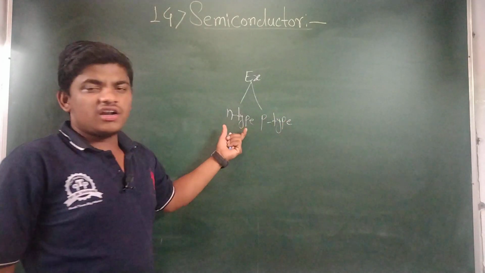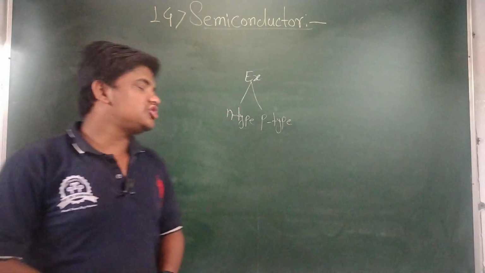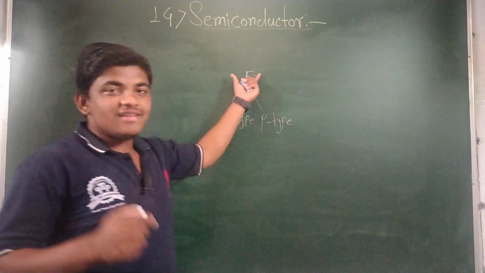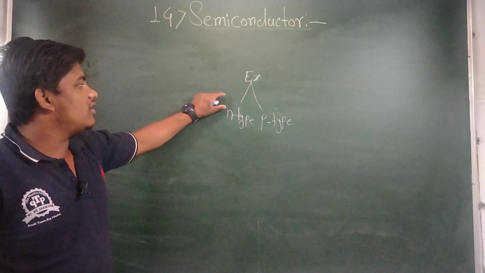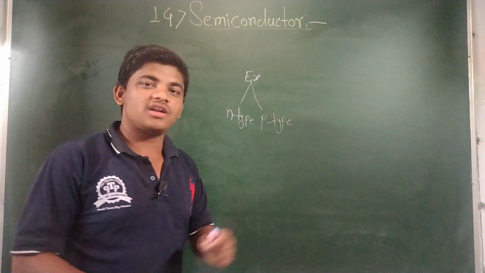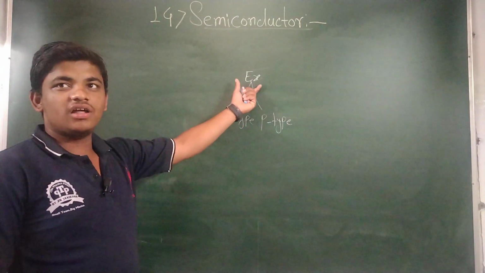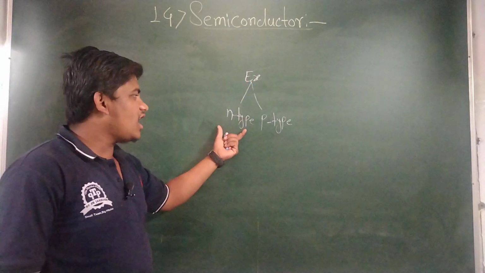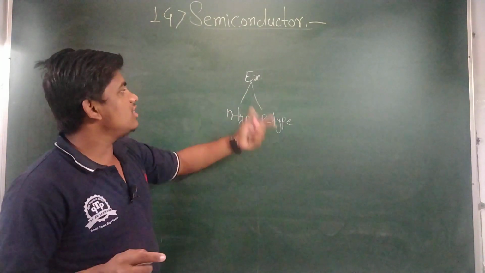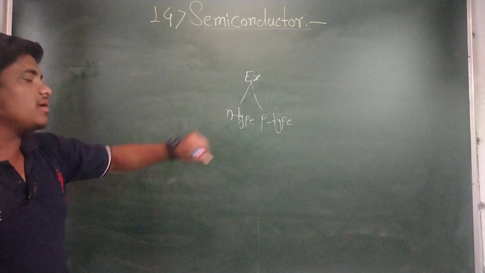The n type of semiconductor is called a negative type of semiconductor, and this is a positive type of semiconductor. In short, the extrinsic semiconductor is formed by adding some impurity to the intrinsic, that is pure, semiconductor. The types n type and p type depend upon the addition of impurity.